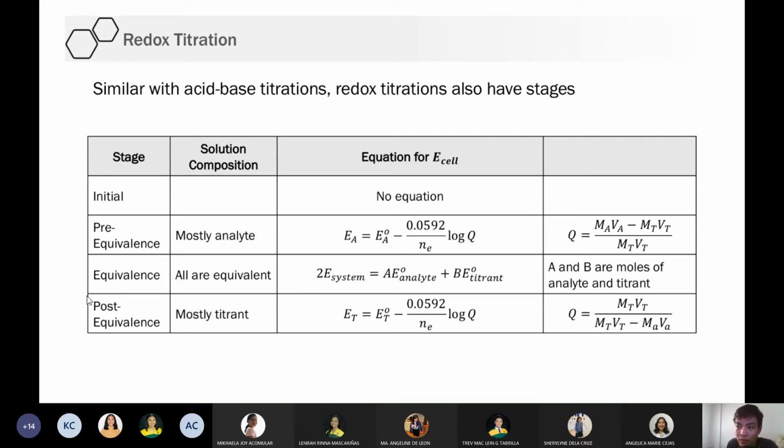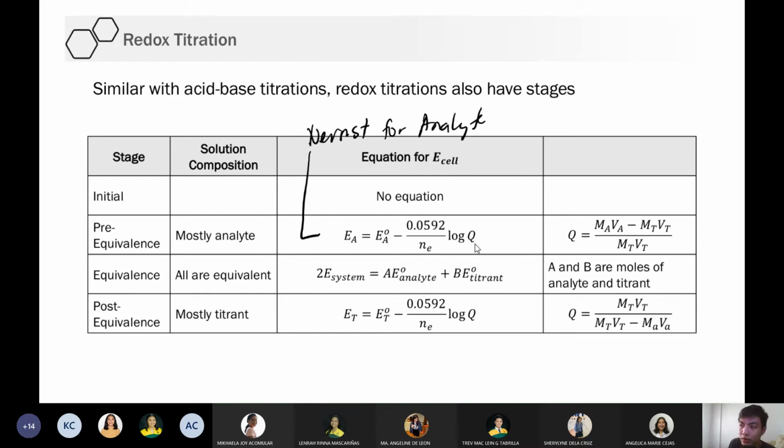You have the pre-equivalence, equivalence, and the post-equivalence. So, depending on the composition of your solution, there is a corresponding equation. At pre-equivalence point, mostly analyte yung nasa container mo. So, the cell potential can be calculated as the cell potential of the analyte. Okay? So, E analyte yan. So, this is the Nernst equation for the analyte.